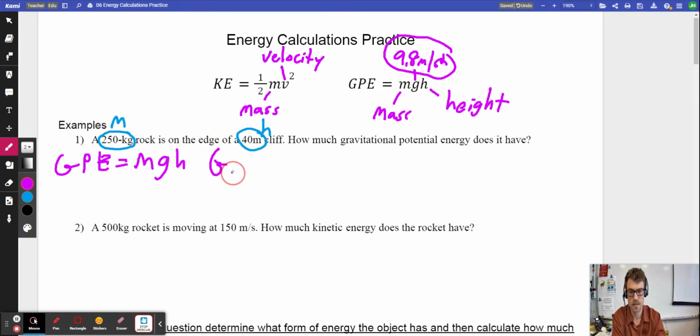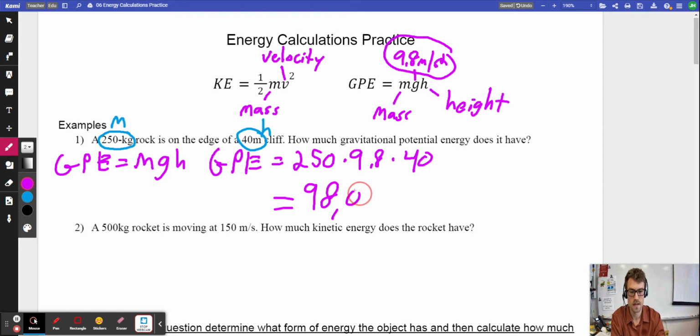So GPE is equal to the mass, which is 250, times gravity, 9.8, times the height, which is 40. So we have 250 times 9.8 times 40. So get out a calculator if you need to be able to do that, which I certainly do. So that's 250 times 9.8 times 40. And so that is going to give you 98,000 joules.